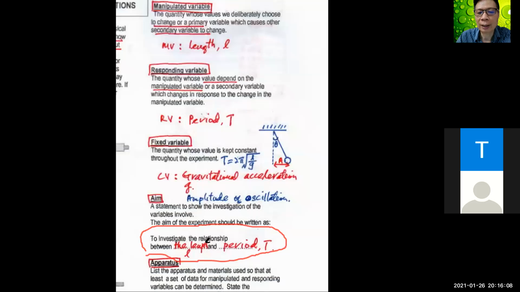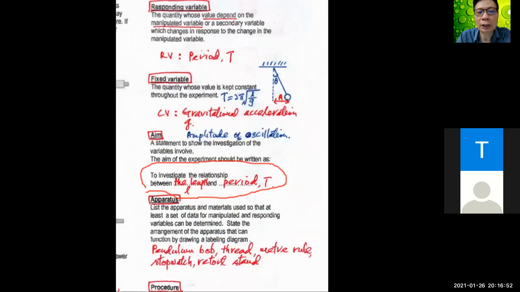between the length and the period. Keyword is to investigate the relationship. The aim is written like this: To investigate the relationship between the length L and the period T. So far, how many things have you learned already? Inference, hypothesis, then manipulated variable, responding variable, fixed or constant variable. After that, after the aim is the apparatus. 你用什么 apparatus 全部要 list 出来.